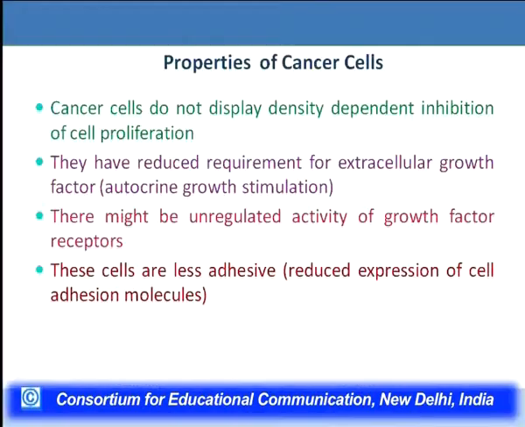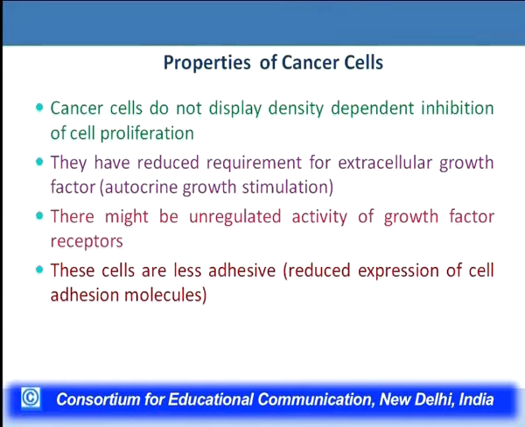Whenever we talk about normal cells in culture or in the body of the organism, specifically in culture, whenever they divide, they stop dividing after a specific density of the cell has been attained, but not so with the cancerous cells. Cancerous cells will keep on dividing even if the density of the cells becomes very large. So that means there is no inhibition of the cancerous cells based on the density of the cells present in the medium. Now, these particular cells also have reduced requirement for the extracellular growth factors.